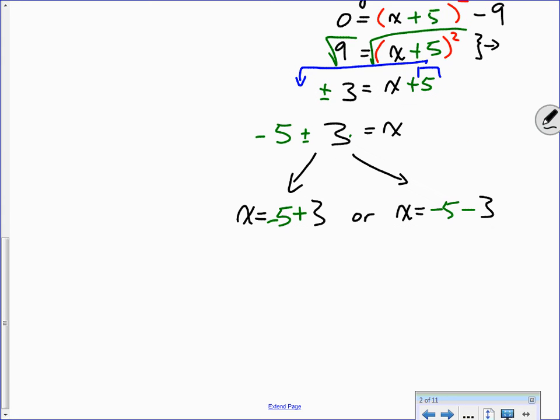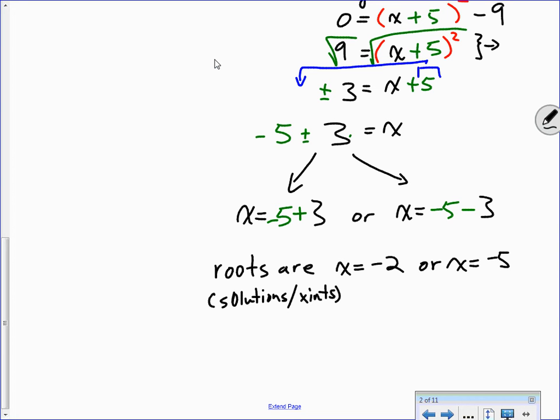And when we end up with our final equation, therefore the roots are, remember, roots and solutions are synonymous, and also x-intercepts, are x equals negative 2 or x equals negative 8. And we're done. Make sure you highlight your answers when you're done. All right, and that's it.